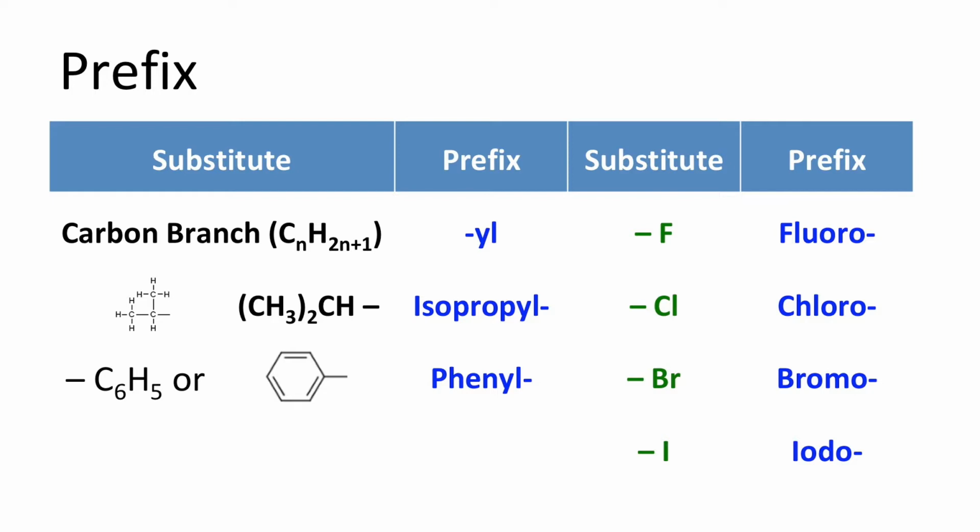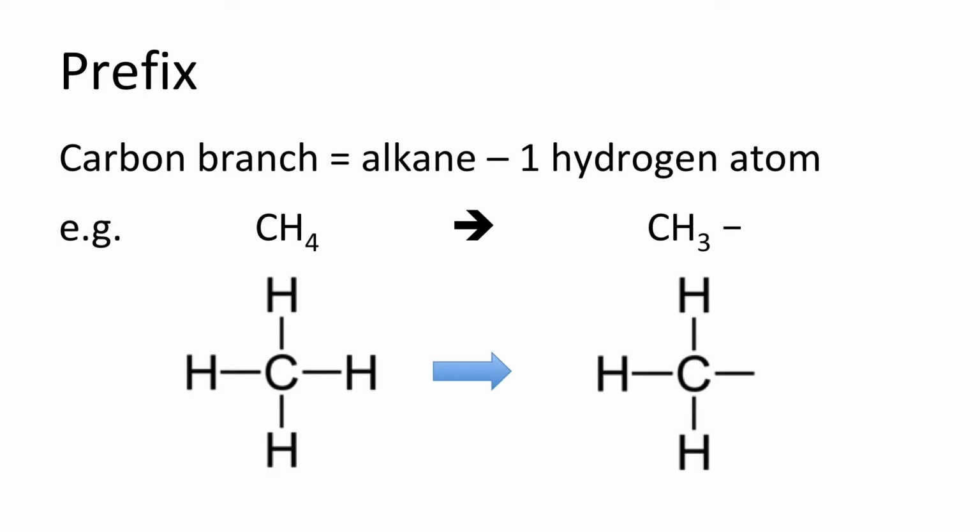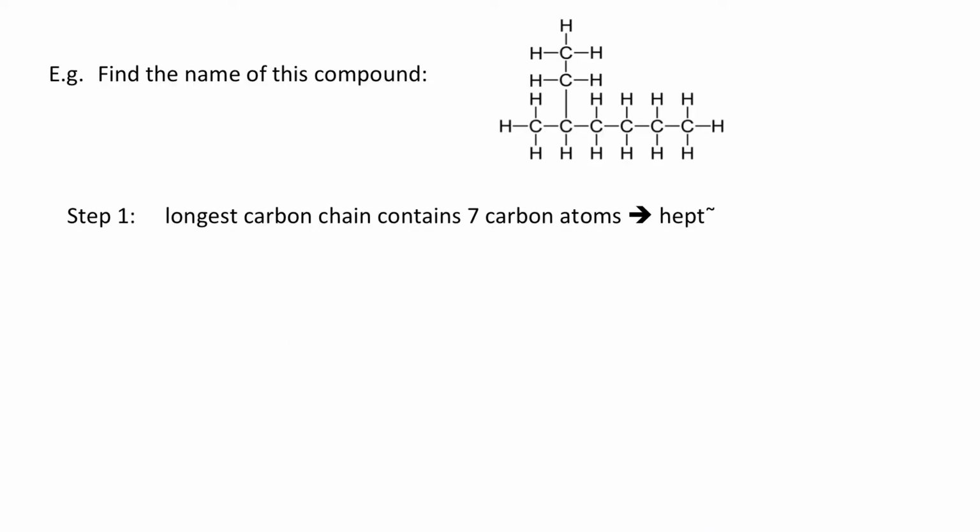There is a special group, CH3 2CH, we call isopropyl, and if this is connected with a benzene ring, this is called phenyl. For the halogen, fluorine become fluoro, chlorine become chloro, bromine become bromo, and iodine become iodo. For the carbon chain, this is mainly come from the alkane without one hydrogen atom. Take this as example. For the methane, originally this is end up with ANE, now end up with YL. From methane to methyl.